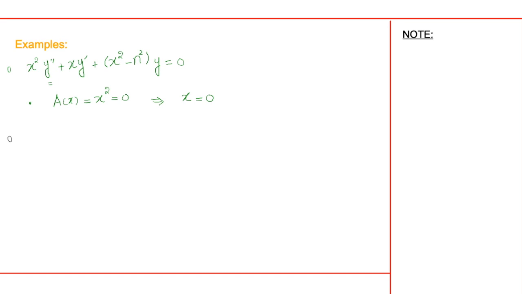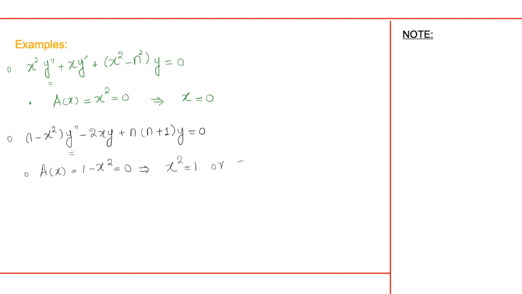Whereas in the Legendre equation of order n, that is (1 minus x squared) y double prime minus 2x y prime plus n(n plus 1) y equals 0, the coefficient of y double prime, that is a(x), should be equal to 0 to find the singular points, that is 1 minus x squared equals 0. So this implies that x squared should be equal to 1, or x should be equal to plus or minus 1. So the Legendre equation of order n has two singular points, that is x equals plus 1 and minus 1.